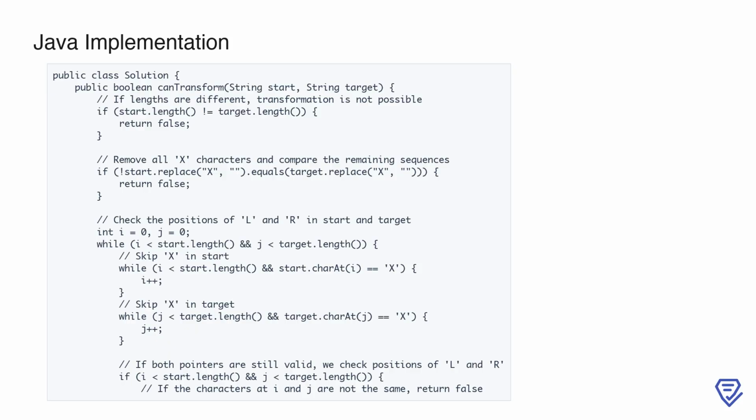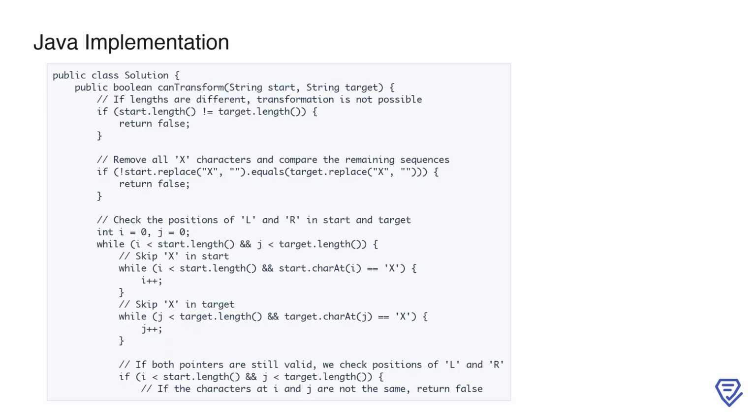Next, we remove all the X characters from both strings and compare the remaining sequences. If these sequences aren't identical, we know the transformation isn't possible and return false. Now, we move to the main part of the algorithm, where we check the relative positions of the L and R characters in both strings.